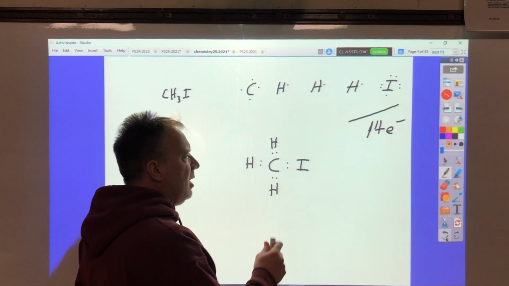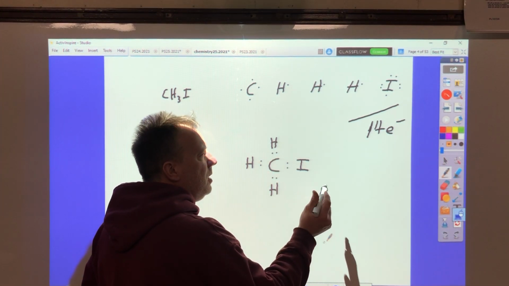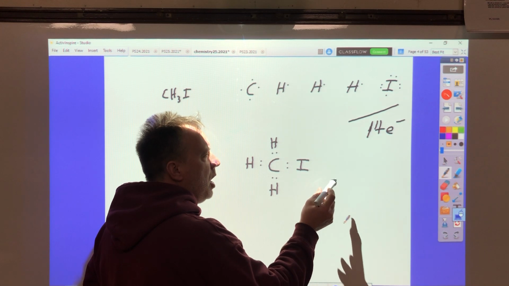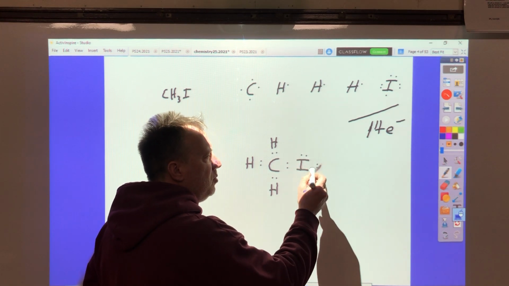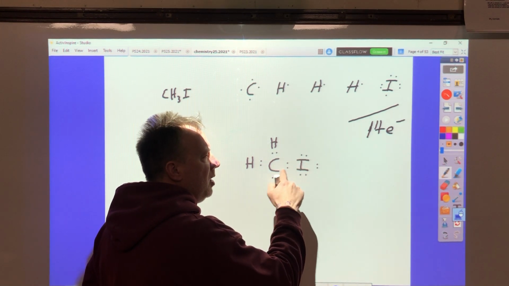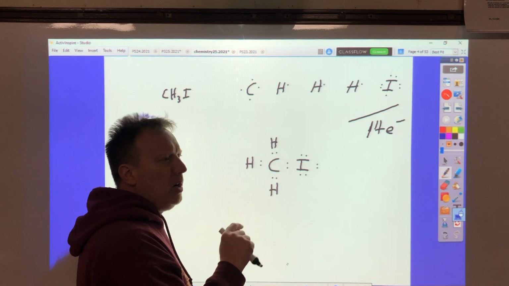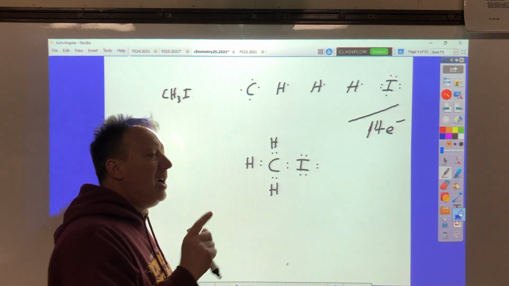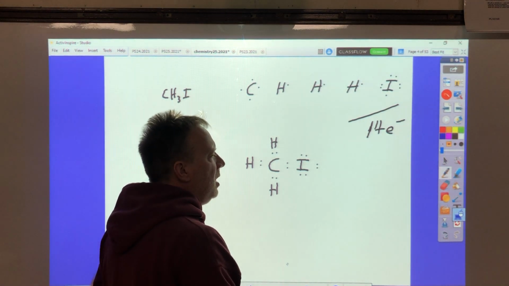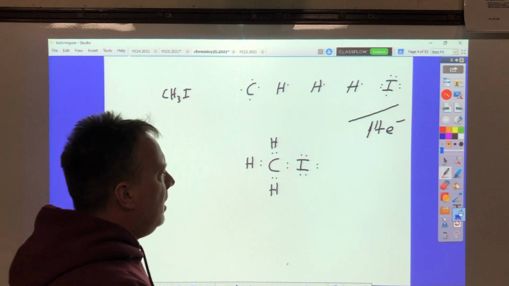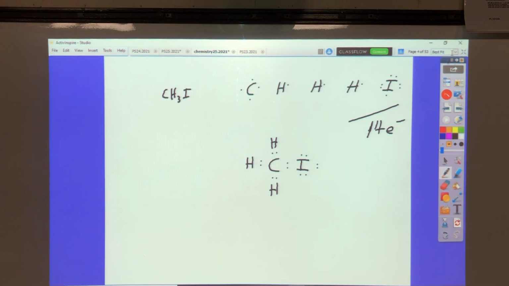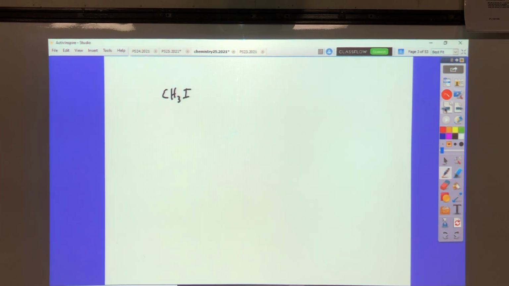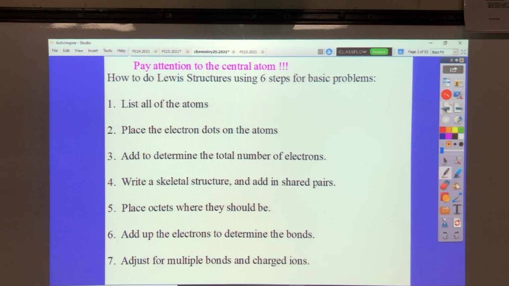Iodine gets 8, carbon already has 8. So we have to flesh out iodine with 8. There's 2 more, 2 more, 2 more. They're shared, this pair. A covalent bond is a shared pair. We're going to talk about how they do that when we go back to the beginning of the chapter. For now, all you have to know is that they're shared pairs, and they can do that. Okay? So then, the next step is to add those up to determine the bonds, and then you adjust for multiple bonds and charged ions and draw the Lewis structure.